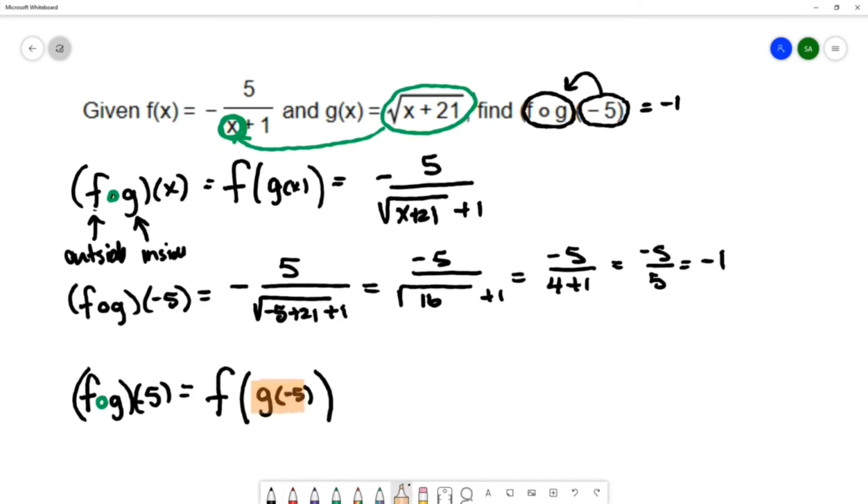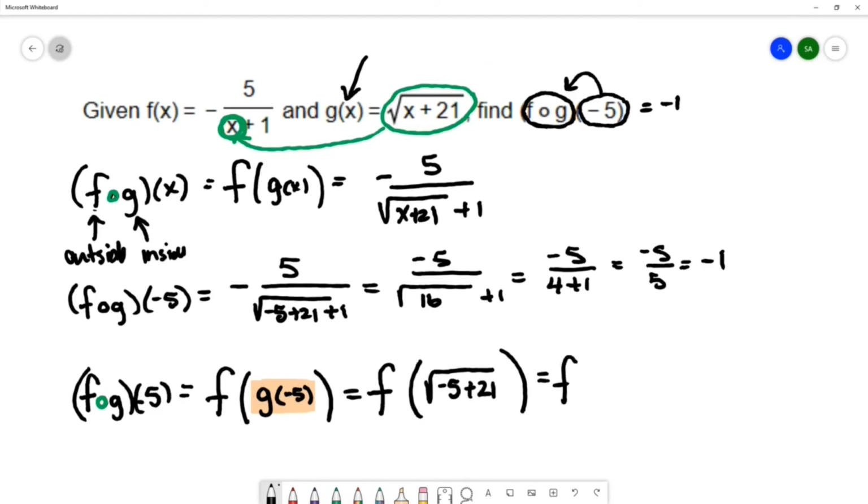G of negative 5 means to substitute negative 5 into the function called g. So into this function, g of x, I'm going to substitute a negative 5. So that's square root of negative 5 plus 21. And negative 5 plus 21 is 16. And the square root of 16 is 4.